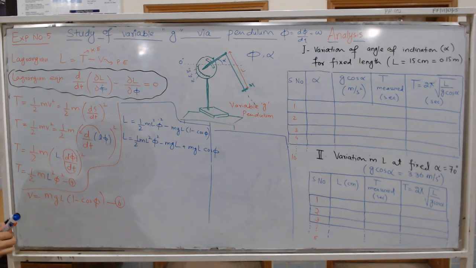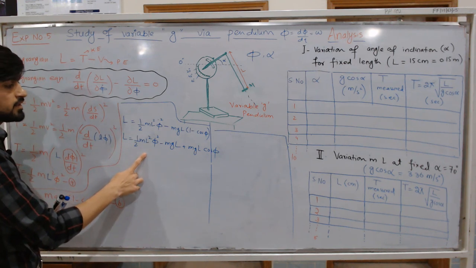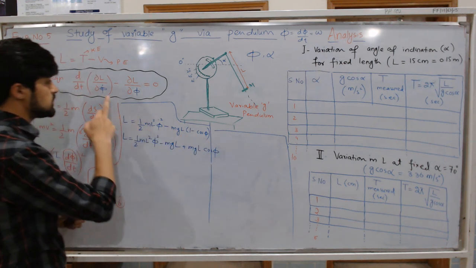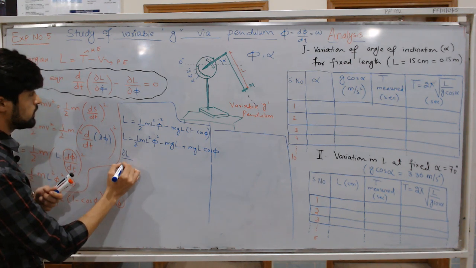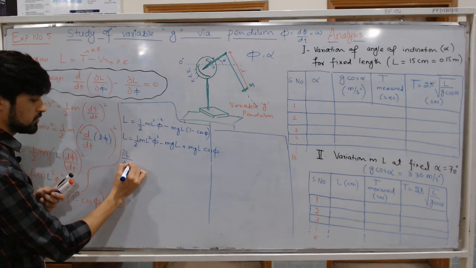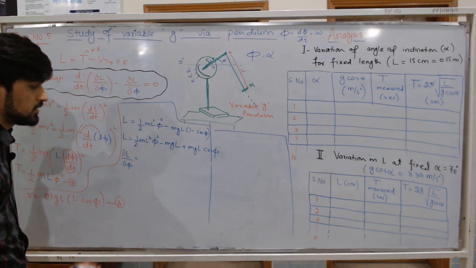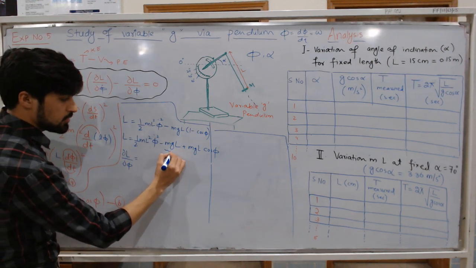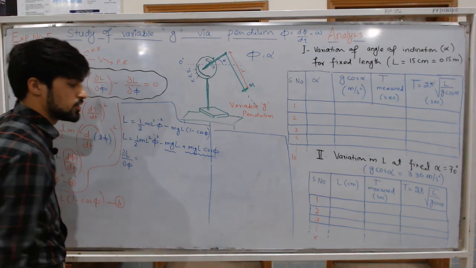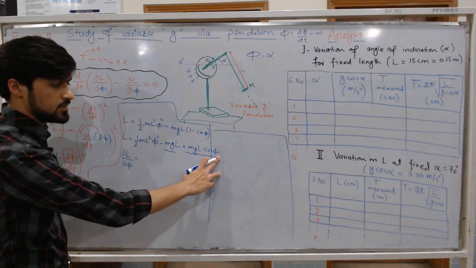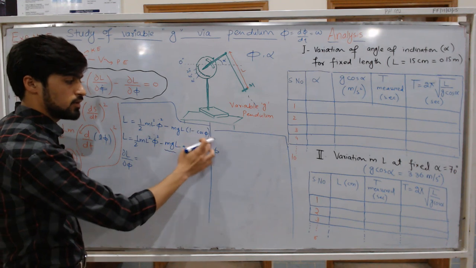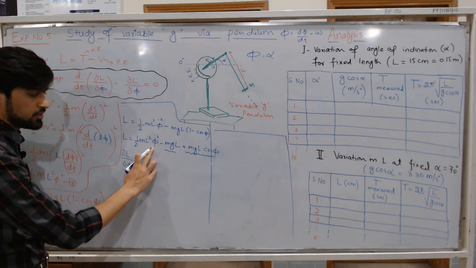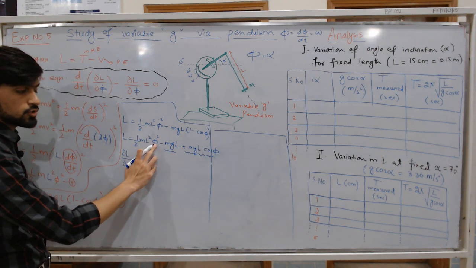Now, differentiating this equation with respect to phi dot. So this will give del L over del phi dot is equal to, now keep in mind that this relation and this relation contain no phi dot. You can clearly see that there is no phi dot in this relation, and there is no phi dot in this relation. But in this relation, I can see that there is a phi dot square.